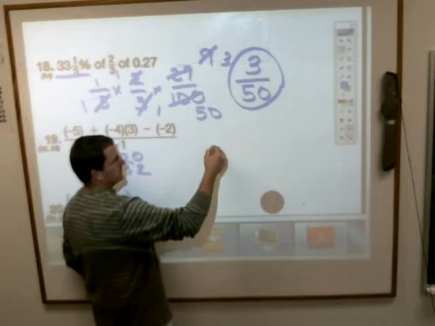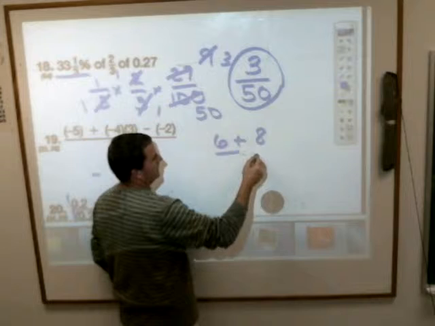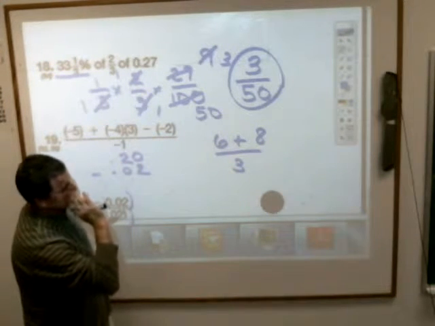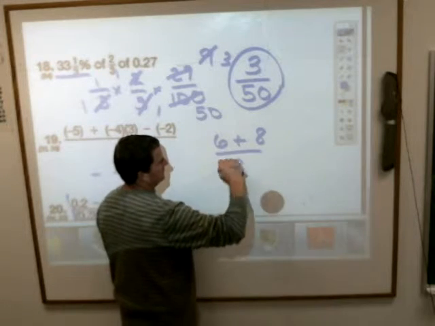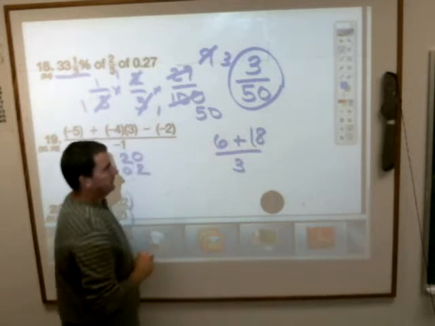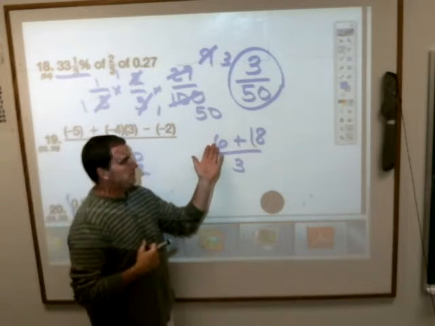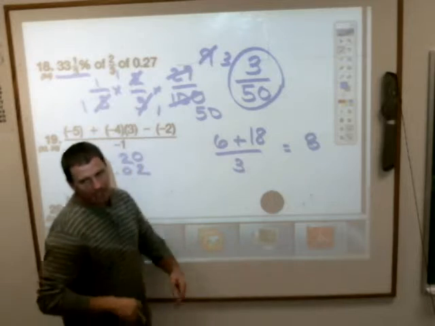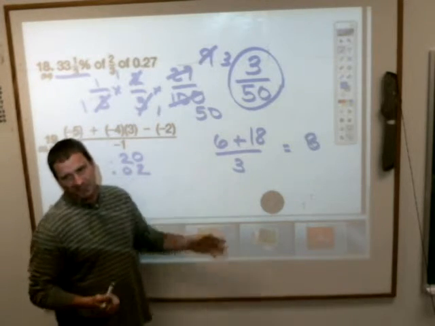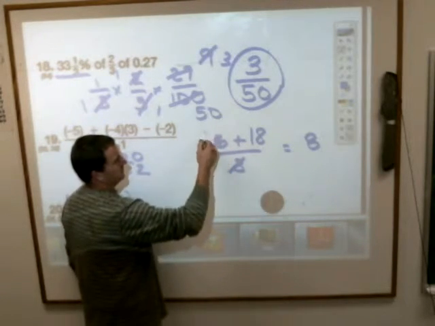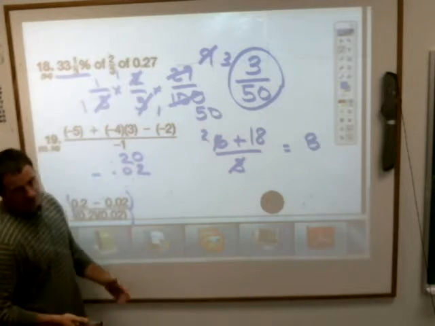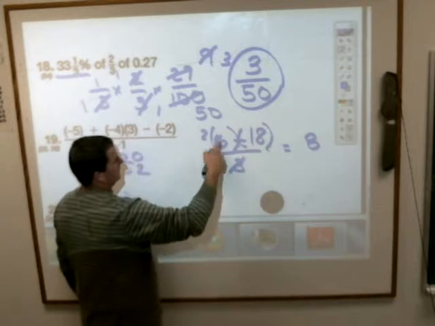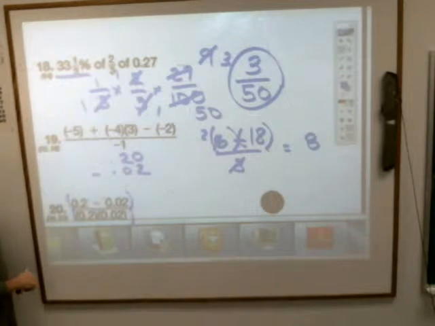A case in point: if I have 6 plus 18 divided by 3, the answer should be 6 plus 18 is 24, divided by 3 is 8. But if you said, well, I got a 3 on the bottom and a 6 on top, and I cross-cancel this with this and get a 2, you actually end up with a 20. You can't do that. If it was 6 times 18, then you could cross that 3 off with anything, but it doesn't work that way with addition.